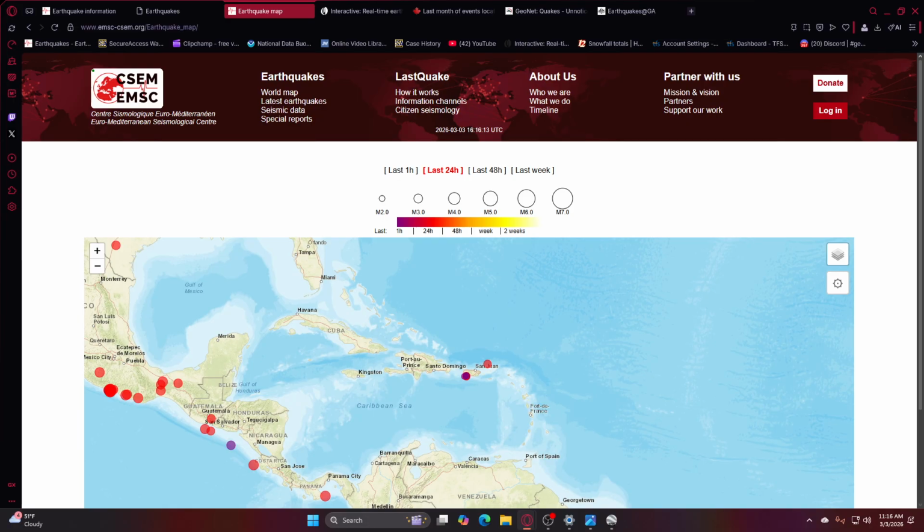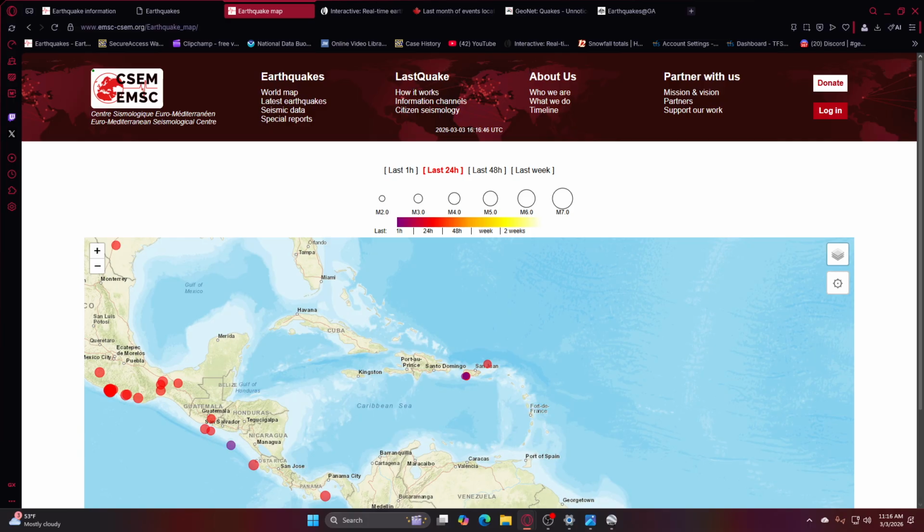There was a 3.4 Hatillo, Puerto Rico on February 28th, and it happened at 11:17 p.m., and it was 45.2 kilometers deep. There was a 3.4 Punta Cana, Dominican Republic. It happened on February 28th at 10:04 p.m., and it was 17.3 kilometers deep. There was a 3.5 north of Antigua, March 1st. It happened late at night, and it was 10 kilometers deep.